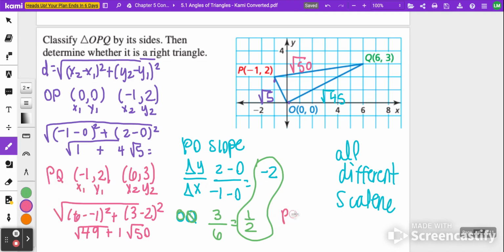And just for the sake of making sure we're getting everything clear, PQ, I would do change in y's. 3 minus 2 is 1 over change in x. 6 minus negative 1 is 7. So this is not going to be perpendicular. So my right angle, meaning they're perpendicular, is at point O. Okay, and that just means this slope and this slope are showing perpendicular slopes.